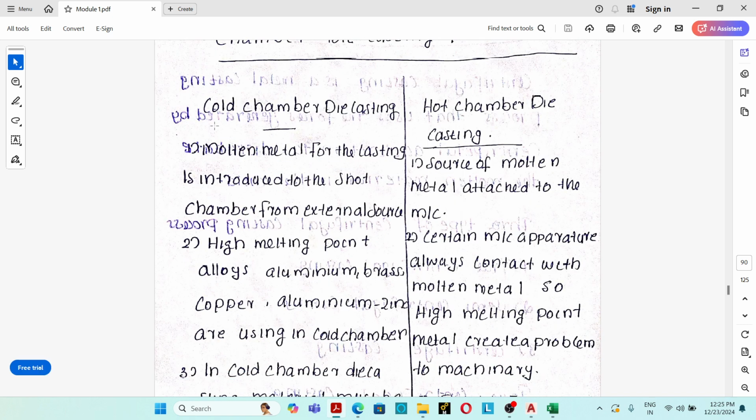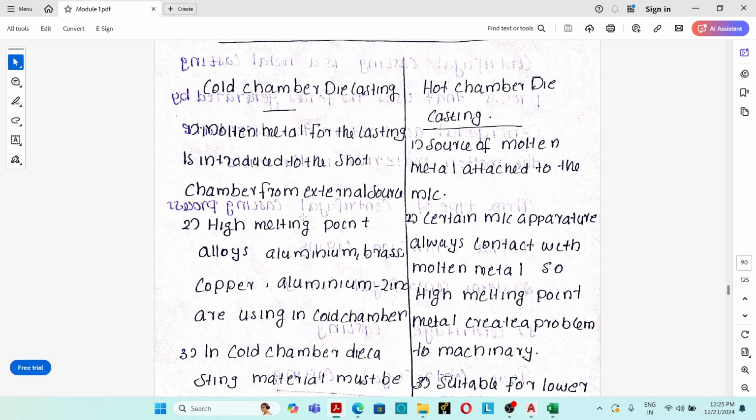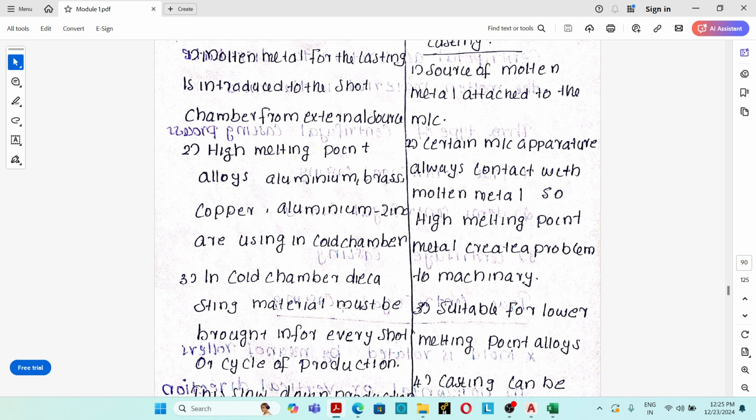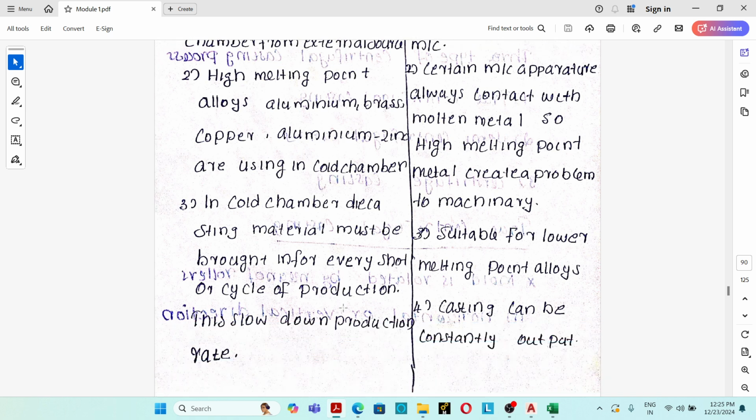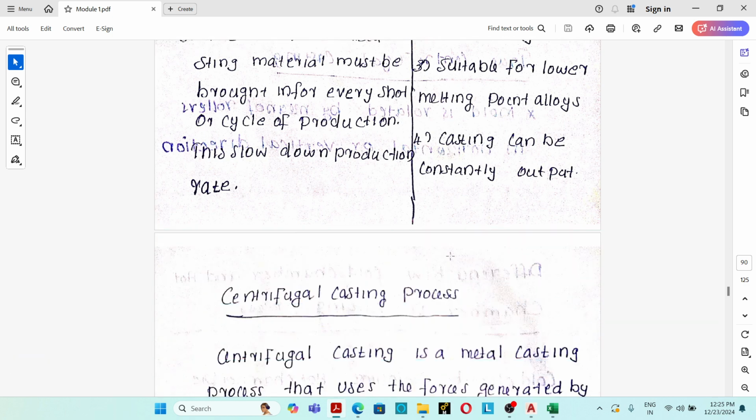To recap: in the cold chamber die casting process, molten metal for the casting is introduced into the shot chamber from an external source. In the hot chamber die casting process, the source of molten metal is attached to the machine. Cold chamber is commonly used for high melting point alloys. Hot chamber is commonly used for low melting point alloys. In cold chamber, in every cycle the molten material should be introduced to the shot chamber, so production is slower. But in hot chamber, it has a constant output.